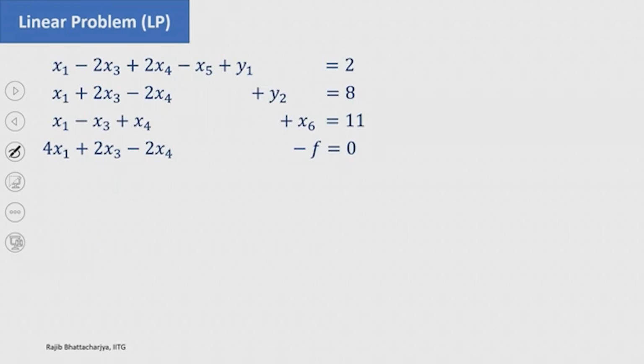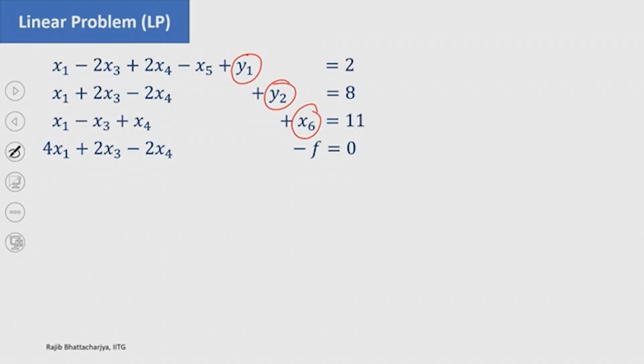Now, let us convert this to standard form. Therefore, I am putting an artificial variable here in order to get the initial basic feasible solution, and here also I am putting an artificial variable, and here I am putting a slack variable to make it equal. So, y1 and y2 are artificial variables, just in order to get the initial basic feasible solution.